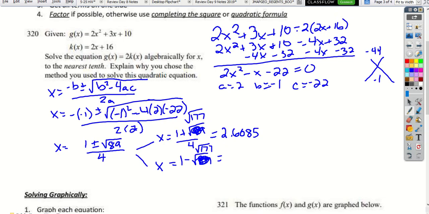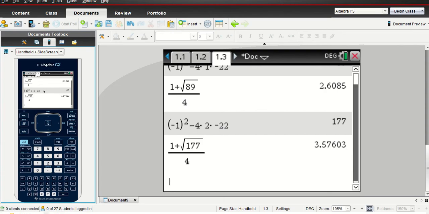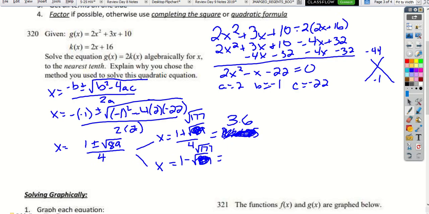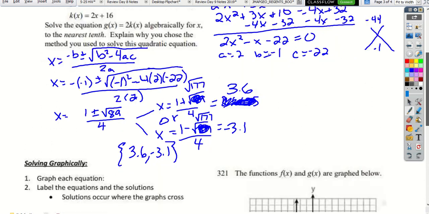3.57603. Nearest 10th would be 3.6. Okay. And then I grab this. I go back. Minus. And it's negative 3.1. Okay. So our solutions, there's our set. 3.6 comma negative 3.1. There's our answer. Make sure there's an or in here because you should have one of the answer or the other one.